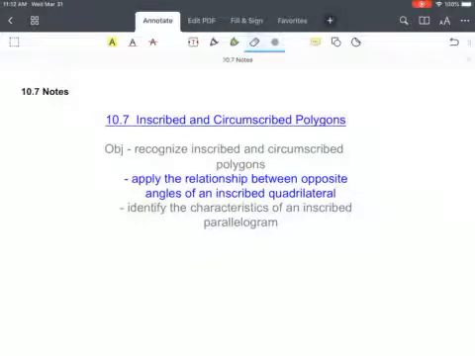All right, today we're going to look at section 10.7, which is looking at the inscribed and circumscribed polygons. What does that mean? And then the relationships that we have with angles inside those polygons and some characteristics that happen when we draw those.